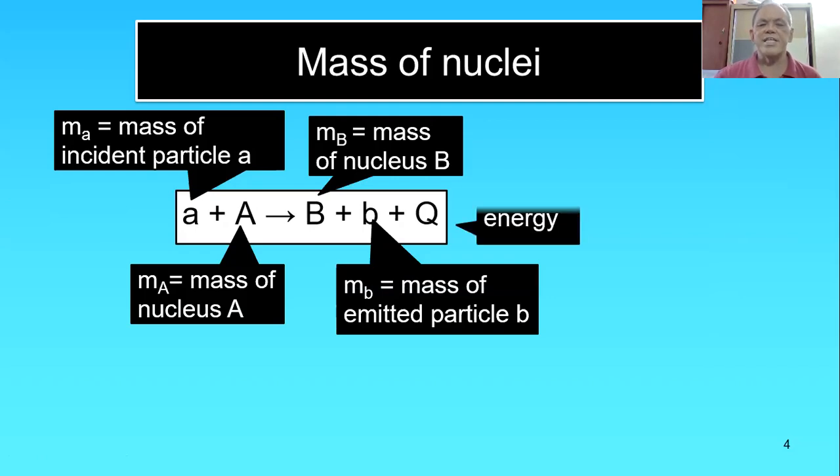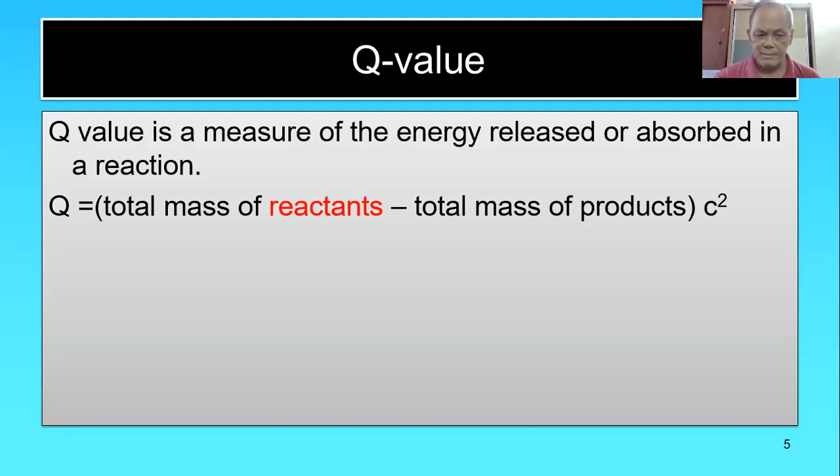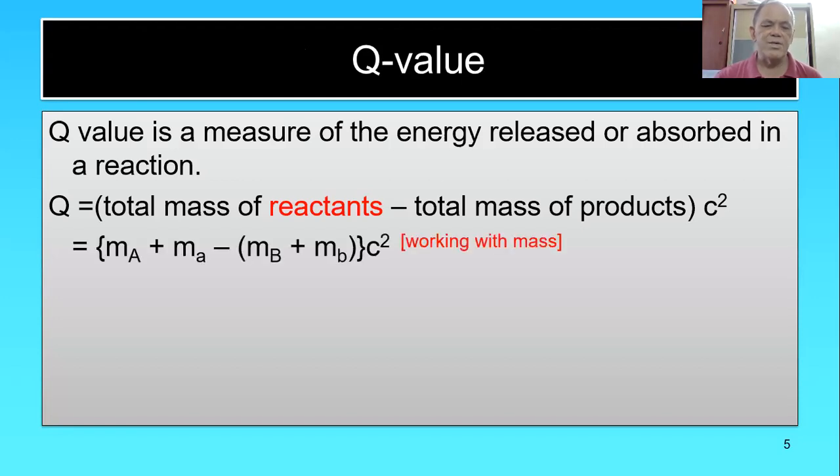And then there's the energy release, Q. We define the Q value as a measure of the energy released or absorbed in a reaction. So we define it as total mass of reactant minus total mass of product, a difference in mass times c squared. Or in mathematical symbols, total mass of reactant minus total mass of product.